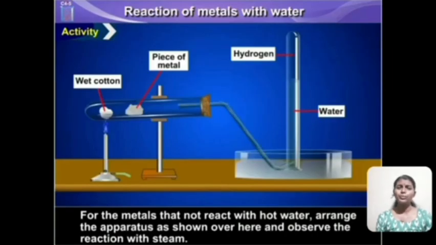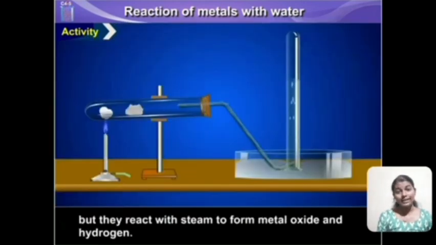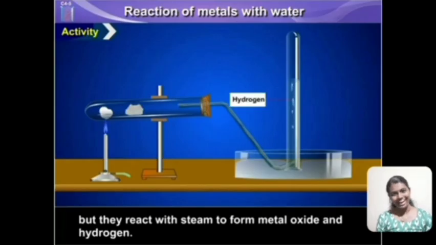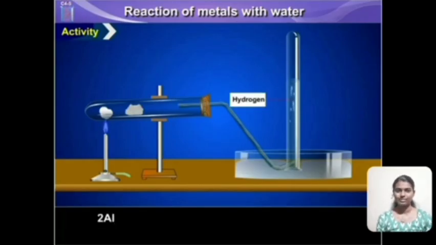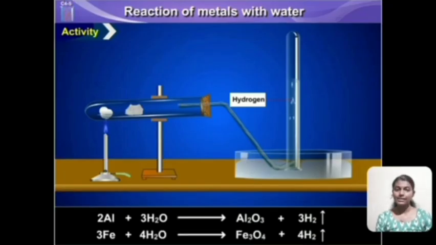For the metals that do not react with hot water, arrange the apparatus as shown over here and observe the reaction with steam. Metals like aluminium, iron and zinc do not react either with cold or hot water, but they react with steam to form metal oxide and hydrogen. 2Al plus 3H2O gives Al2O3 plus 3H2. 3Fe plus 4H2O gives Fe3O4 plus 4H2.